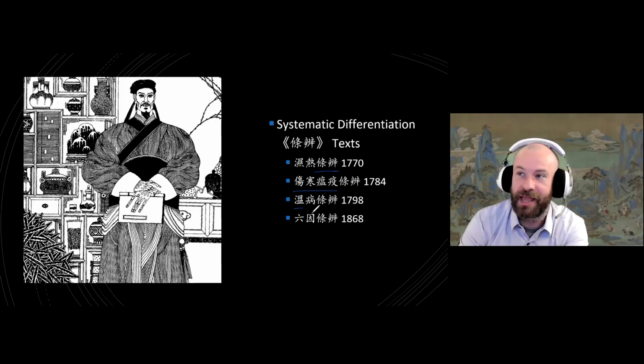And then in 1798, you have our good friend, the Wenbing Tiaobian by Wu Jutong, the systematic differentiation of warm diseases. And then in 1868, you have another text called the Liu Tiaobian, or the systematic differentiation of the six influences, or basically the six evils. I found that interesting because if you're using someone's title in your work, in my opinion, there's quite a clear homage to that person, that you're respecting their work and what they're doing.